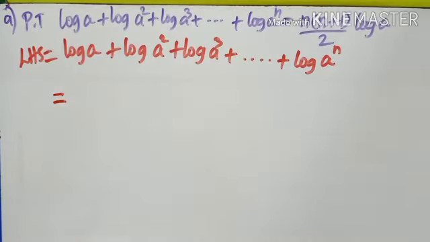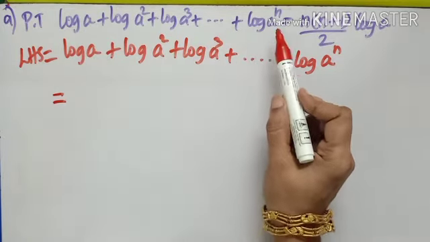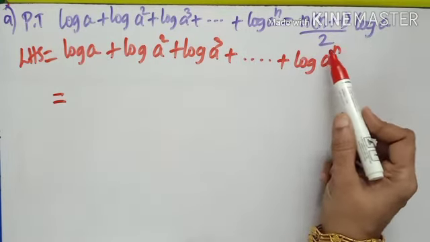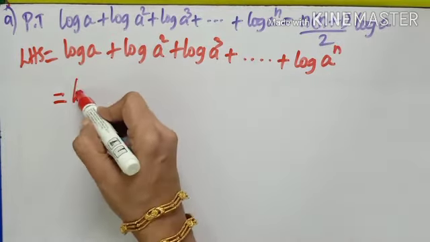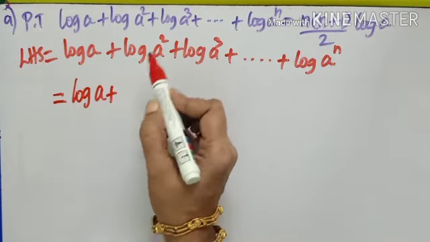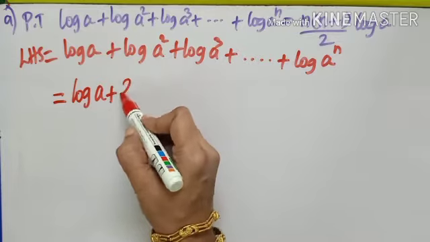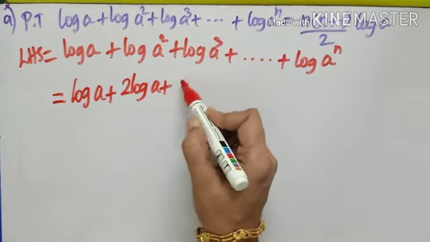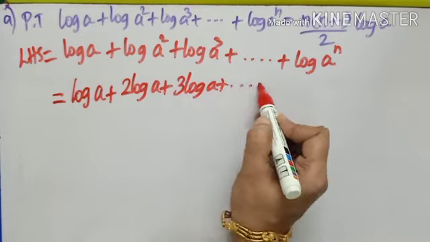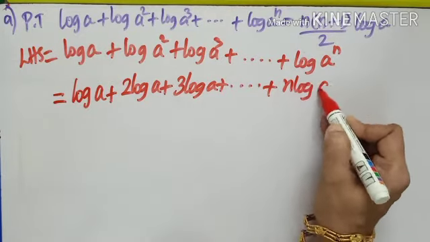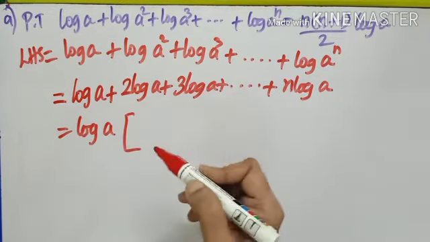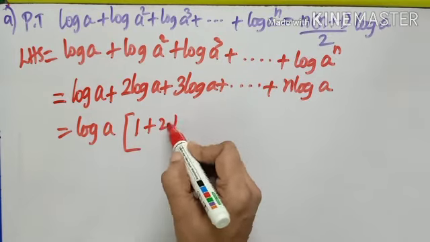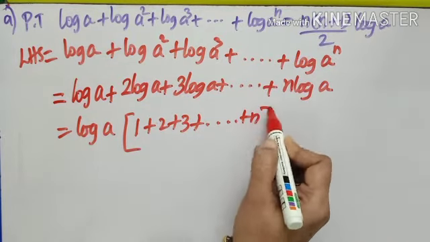Question number 9. Prove that log a plus log a square plus log a cube and so on, log a power n equals n into (n plus 1) by 2 into log a. Starting from the LHS, log a we write as it is. Again remember, power comes near. So this will be 2 log a, 3 log a and so on, n log a. In all the terms, log a is common. Keeping it out as common, we are left with 1 plus 2 plus 3 up to n.